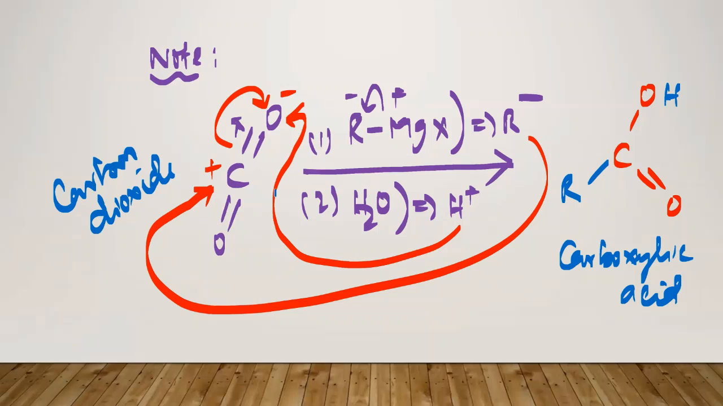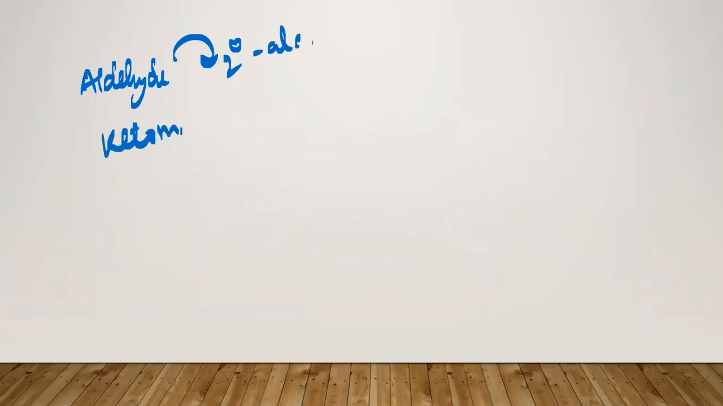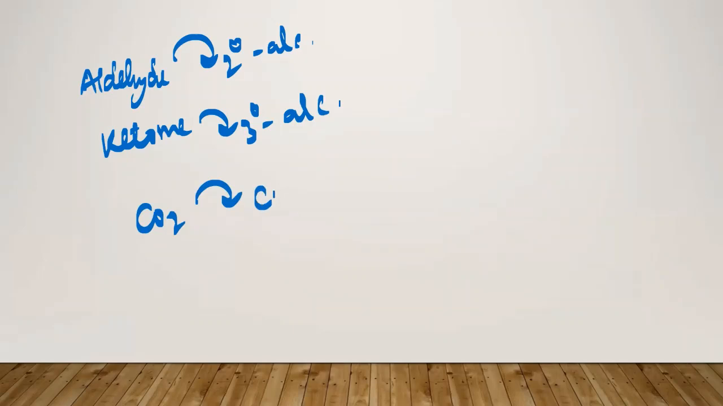So remember this. I hope you have understood this trick. Aldehydes will give you secondary alcohols, and ketones will give you tertiary alcohols. But carbon dioxide will give you carboxylic acid. Please remember this important information. I hope everybody has understood this.